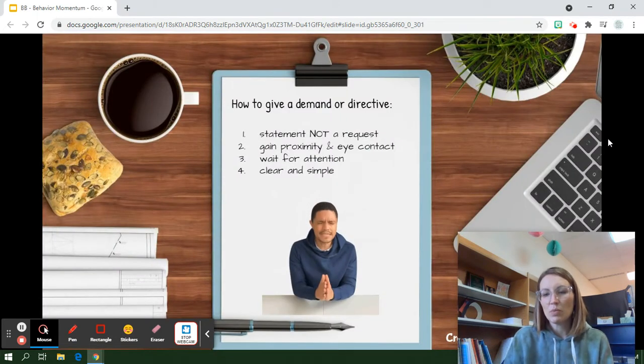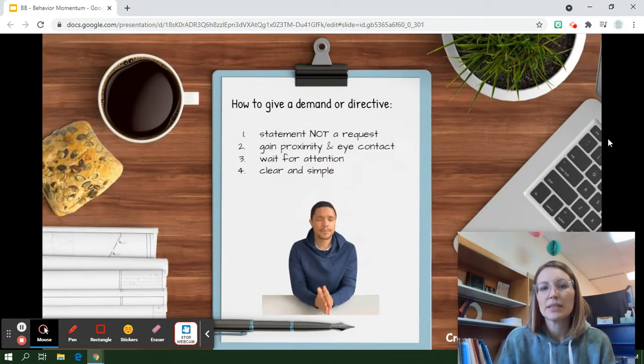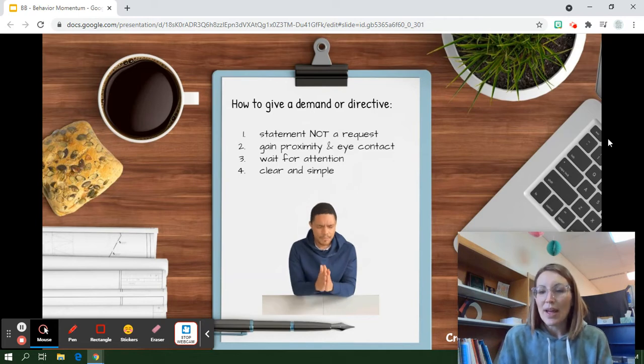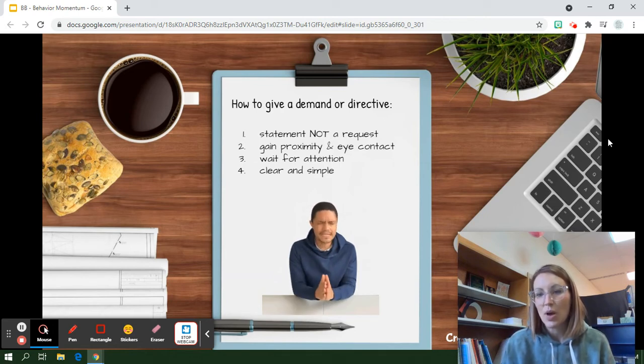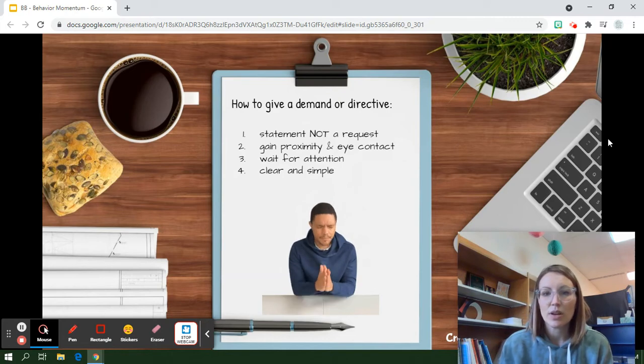So let's just review. When we are giving directions or demands, there is a way to give them that makes students comply more commonly. So I just want to run through those steps. When you give a command or a directive, it should be a statement. It should not be a request.